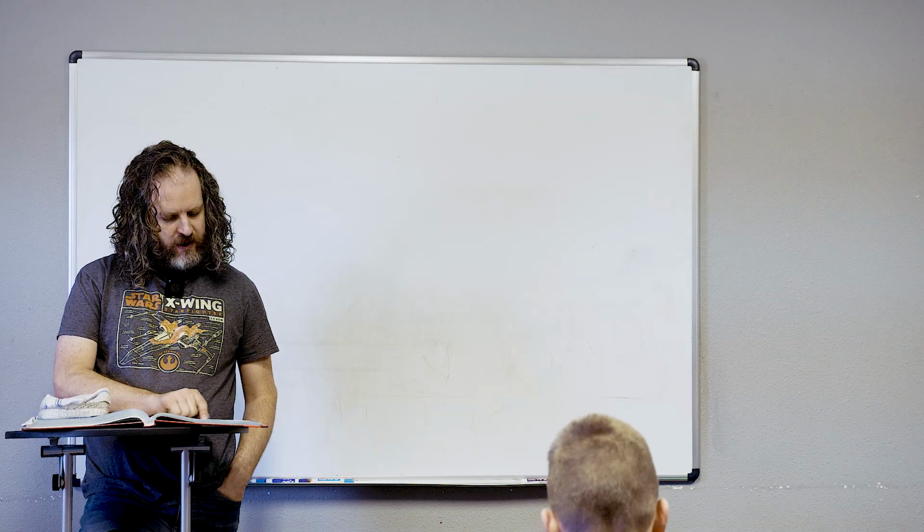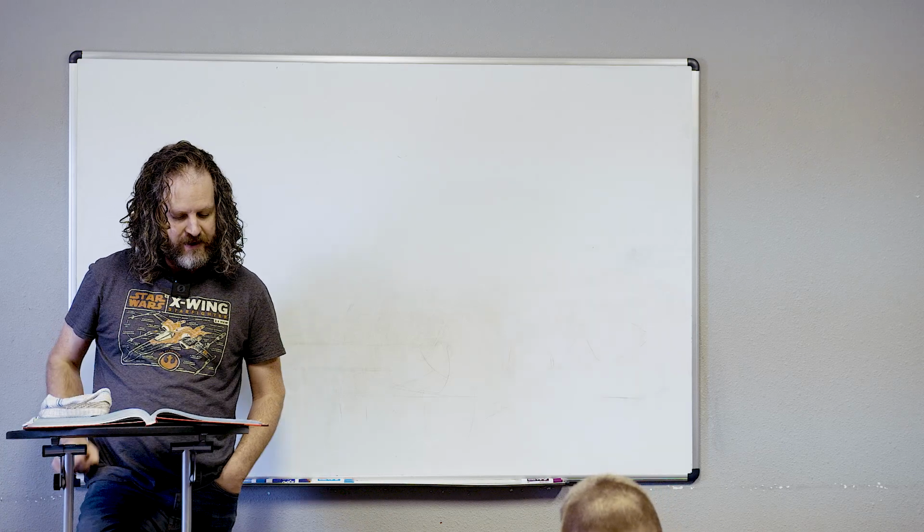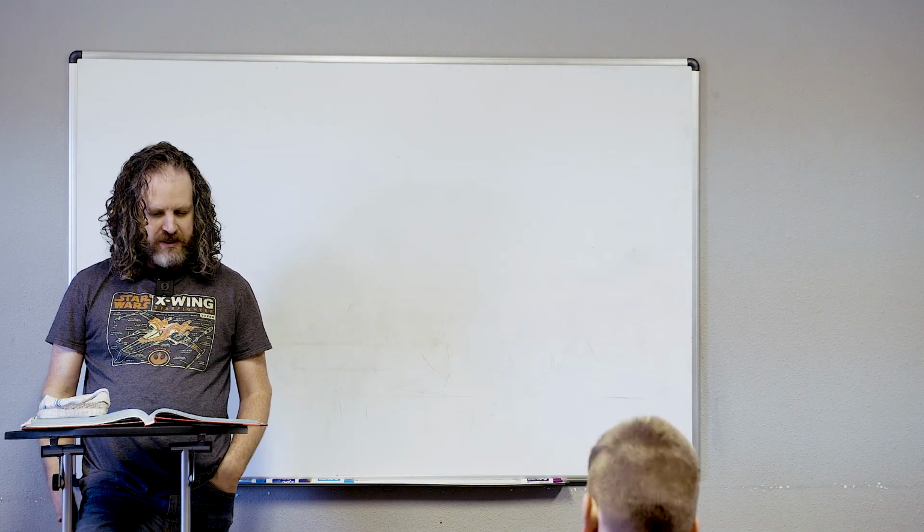18, you could write different ways. One way would be 6 times D squared minus the product of 7 and F is identical to 8 times D plus F squared.